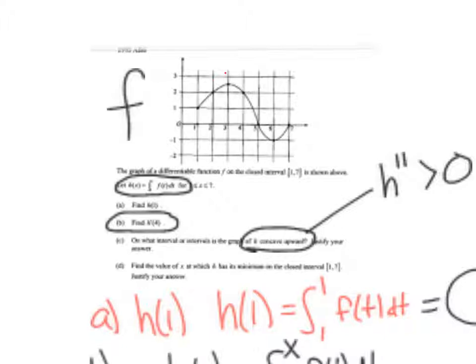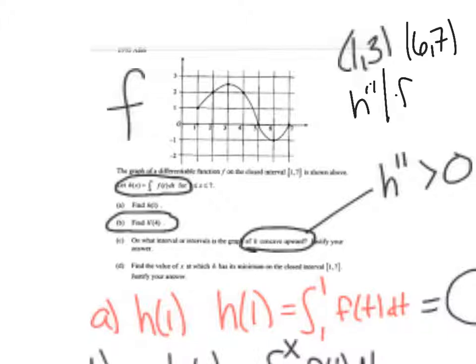Well, I would say in this section, so from 1 to 3, then my slope is clearly negative, and then from 3 to 7, h double prime, which is f prime, is greater than 0.